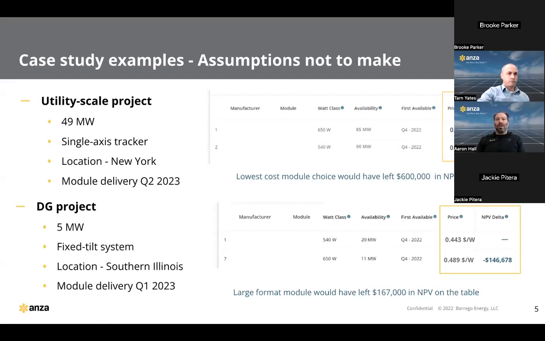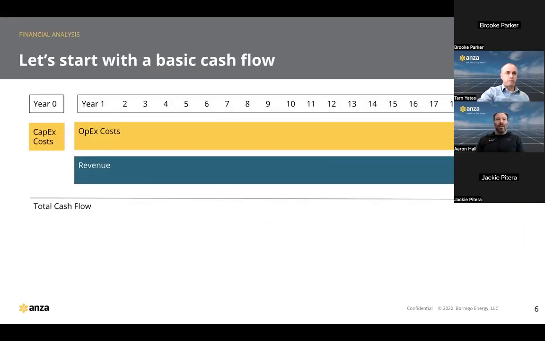In one of the case studies, you're going to see the most net present value was not the lowest cost module, whereas the other one it was. And you're also going to see in one case study where the large format module, in this case, the 650 watt module, is a better choice. And you're going to see where it's a worse choice. And we're going to dig into why in both examples. Let's begin understanding the cash flow, a basic cash flow, before we get into the levers.